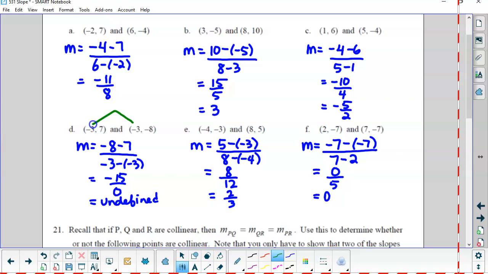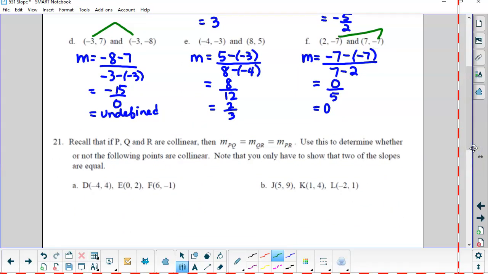Similarly over here, if you take a look at these points, these have the same y values. So those are points on the same horizontal line. So if you notice that, then you can just write the slope as 0. Okay? You don't always have to use the formula. Okay.